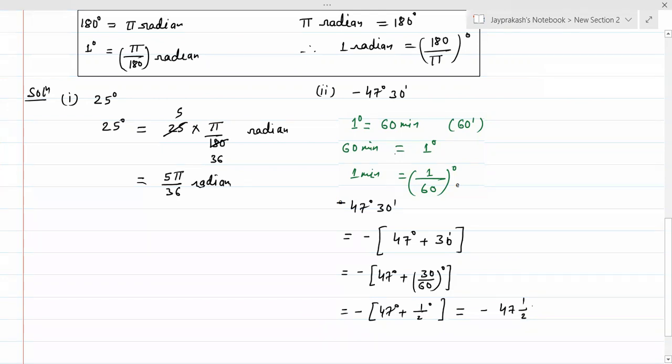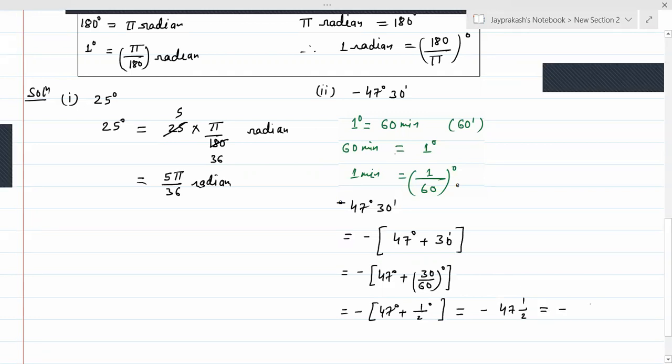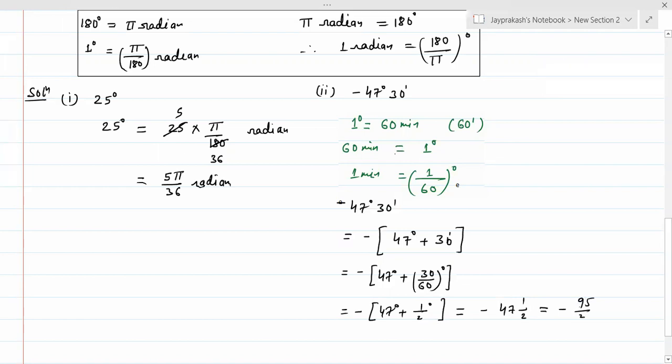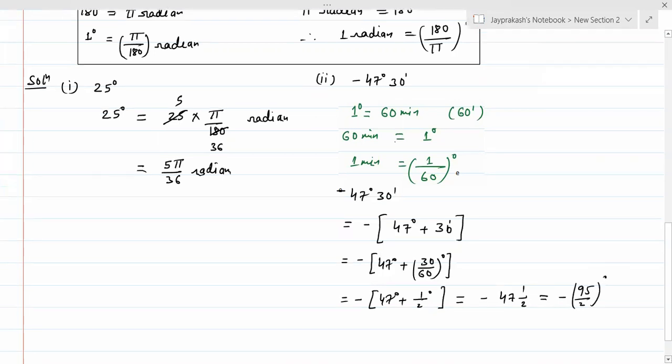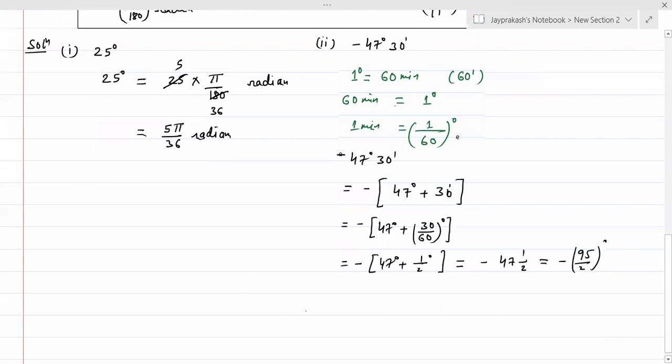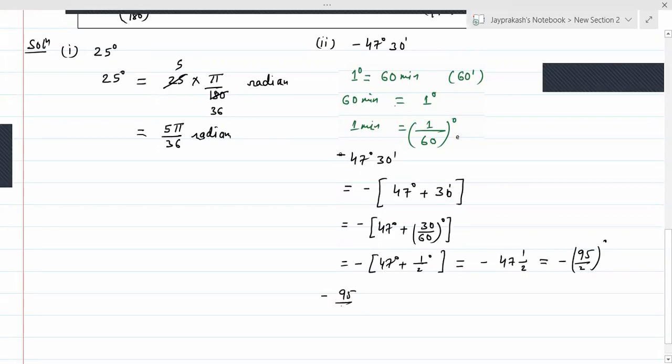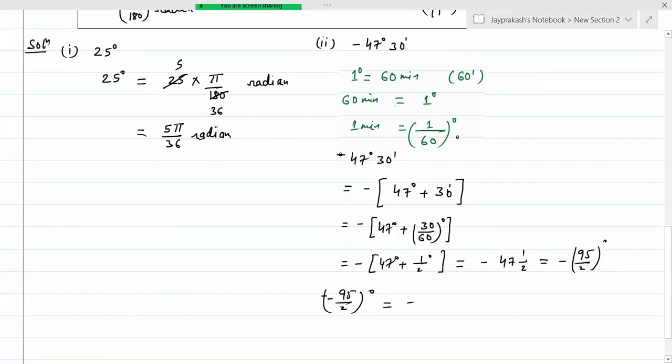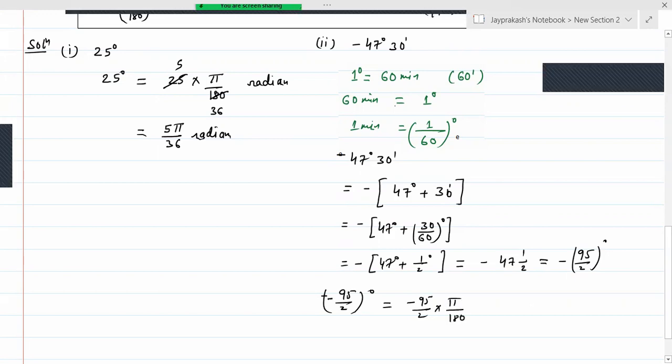So now you have to change the mixed fraction to the proper fraction. So it finally becomes 95 by 2. This is in degree. Okay, now but we need to write in radian. So from degree to radian, we will simply multiply by pi by 180. So minus 95 by 2 degree. This is the negative sign. So minus 95 by 2, then it will be multiplied by pi by 180.